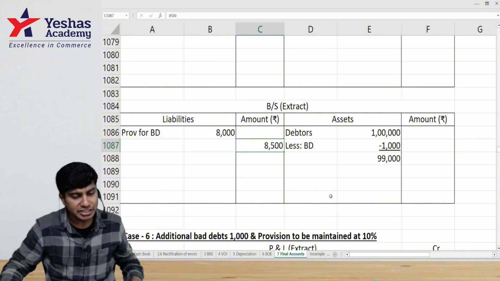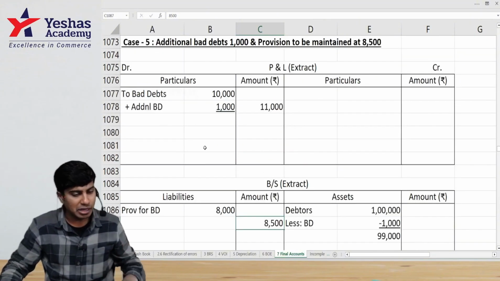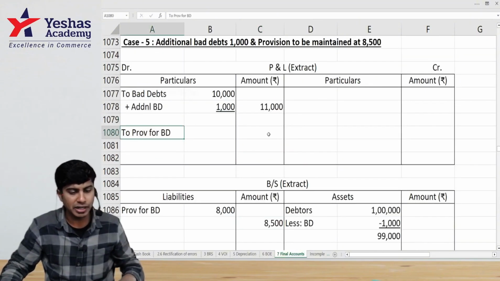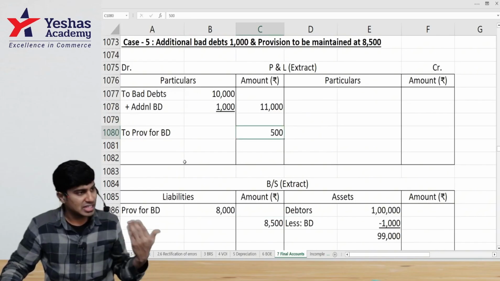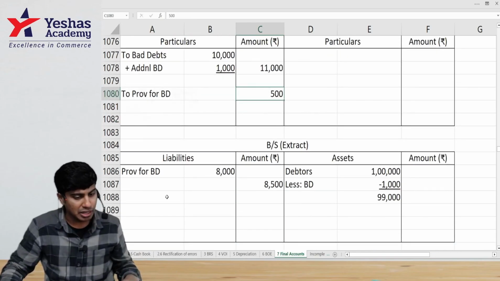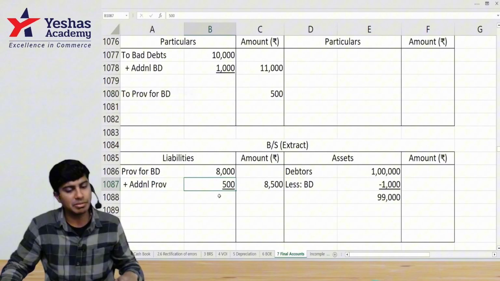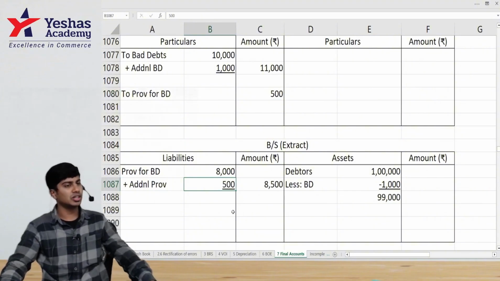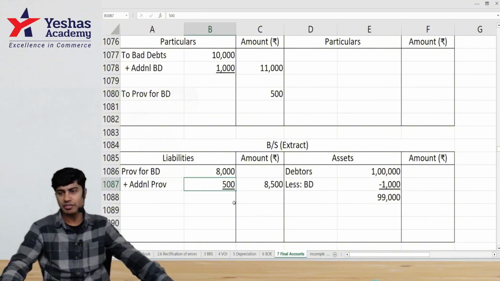That 500 of additional provision that I'm creating will become expense. So I'll write it in P&L account debit side. And once I create that expense, it will become liability, increasing my provision existing 8,000 to be maintained 8,500.